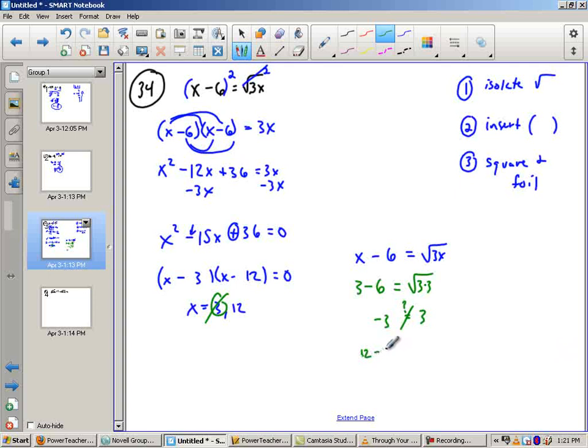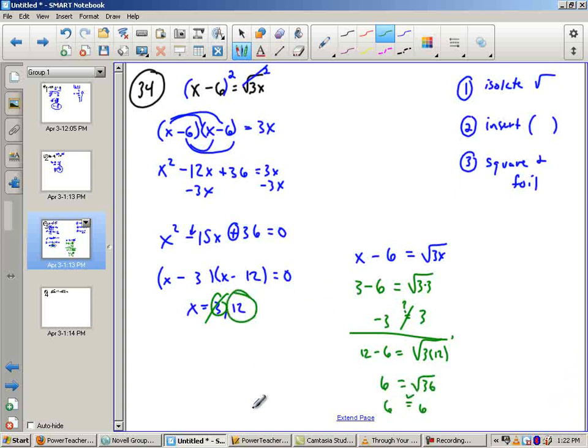Then if we try 12 minus 6 equals the square root of 3 times 12. This is the second version. So 12 minus 6 is 6 equals, this is the square root of 36, which is 6. 6 equals 6. That checks.